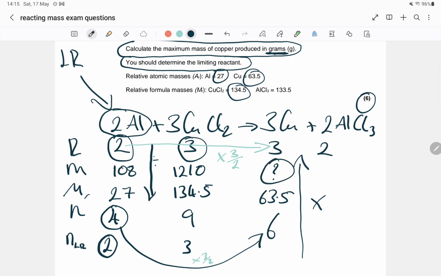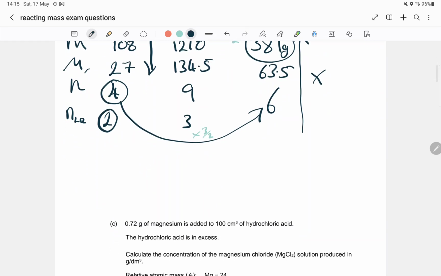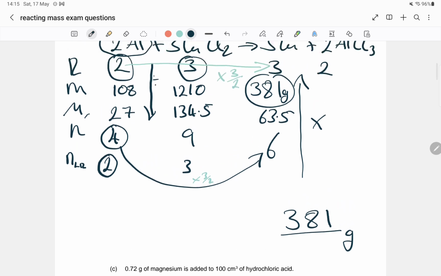So the final answer is 381 grams. They've asked for it in grams, so make sure you make it very clear what your answer actually is. Normally, somewhere near the bottom of the page, there'll be an answer line with grams written there. So just write 381 on that answer line.